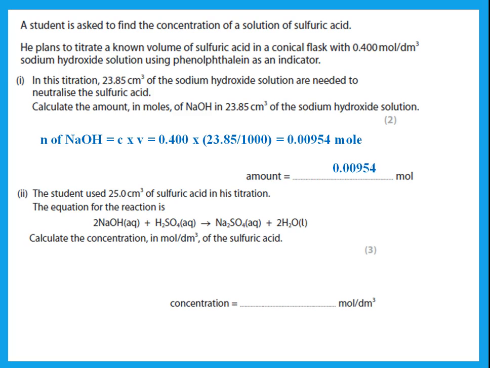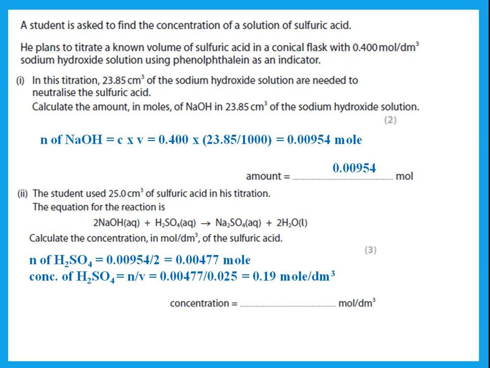Now, he says the student used 25 centimeter cube of sulfuric acid, so that is the volume of the sulfuric acid. Calculate the concentration of the sulfuric acid. So in order to calculate the concentration, I need to know the number of moles. If I have a certain number of moles of sodium hydroxide, what would be the number of moles of sulfuric acid from the equation? Number of moles of sulfuric acid will be half of that. And then I can get concentration, which is number of moles over volume. So the concentration comes out to be 0.1.